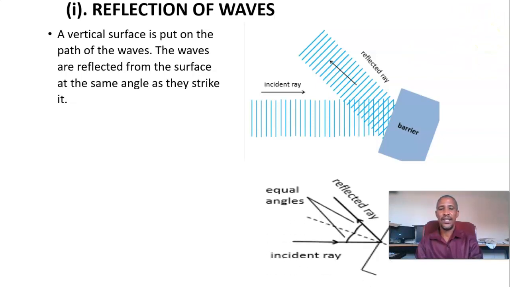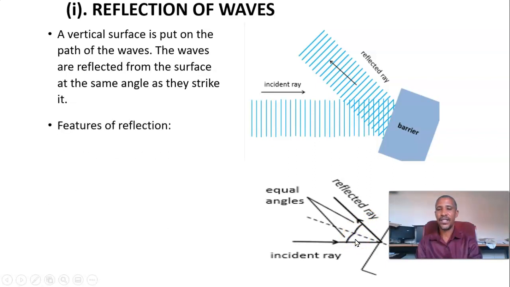And this is the ray diagram that we have. This is our incident ray, and this is our reflected ray. And if we draw a normal, we now have an incident angle and a reflected angle, and these two angles are always equal.